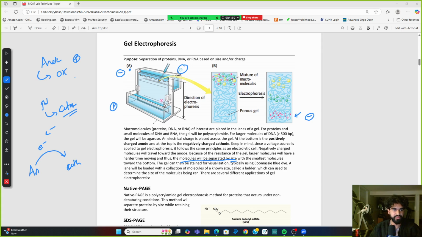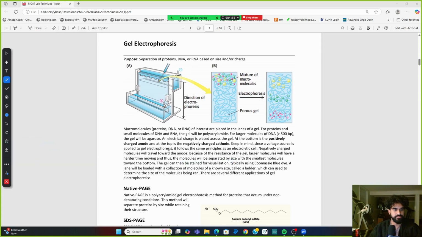Very good. Okay, cool. The gel can then be stained for visualization using Coomassie blue dye. It's carcinogenic. Don't breathe it in. A lane will be loaded with a collection of molecules of a known size called a ladder, which can be used to determine the size of the molecules being run.